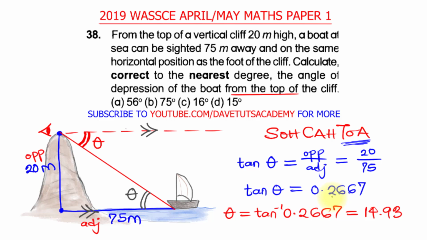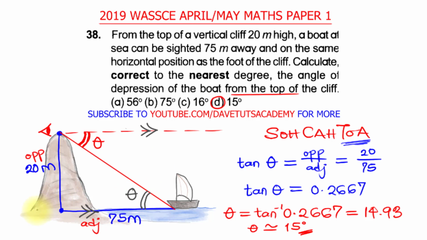14.93 correct to the nearest degree will be 15, because in that case what we have is that we just take 9 and round it up to 1 and add 1 to 14, so that our theta will be approximately equal to 15 degrees. And if you look at the options, you can see option D is the correct option.